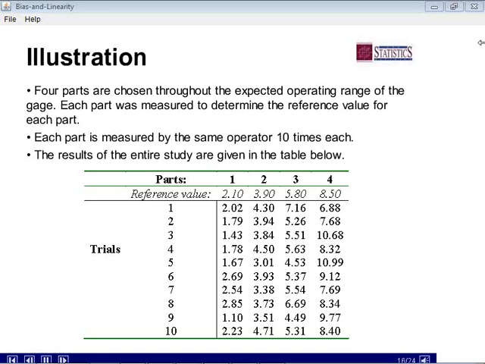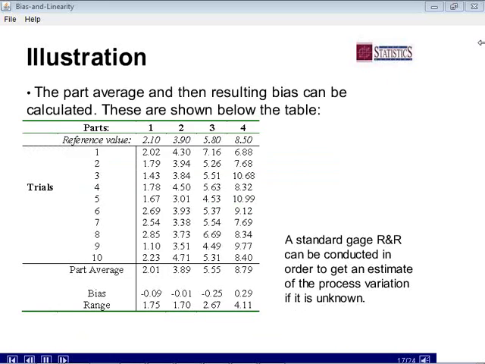Okay? So we have our reference values ranging from 2.1 to 8.5. And we end up with 10 measurements on each. So let's look at bias and linearity for each of these. All right, so part average is calculated. So we need to get the average measurement for each part, and that's what you see where it says part average, 2.01, 2.89, and so forth. Then we can calculate the bias. The bias, again, being the part average minus the reference value.